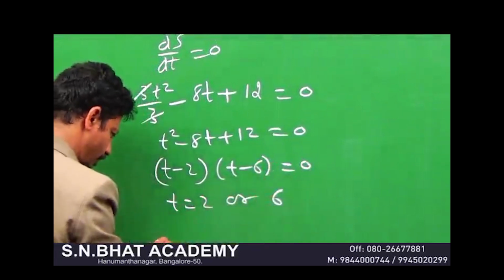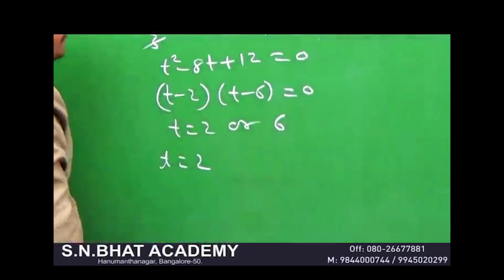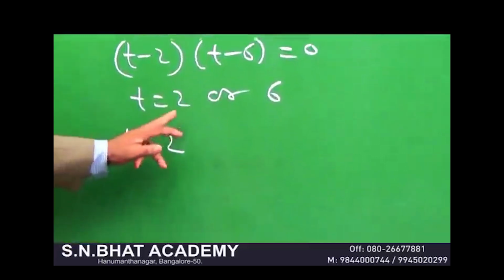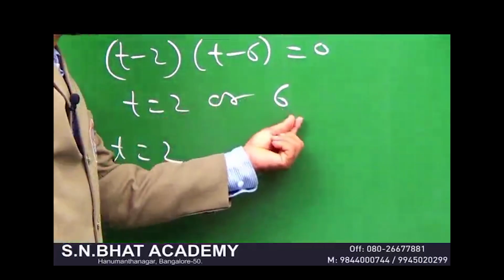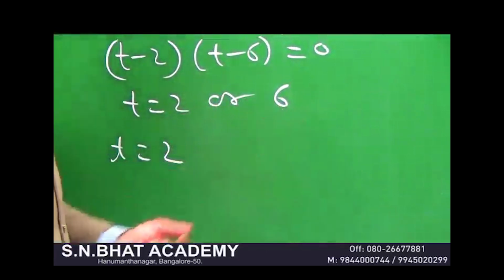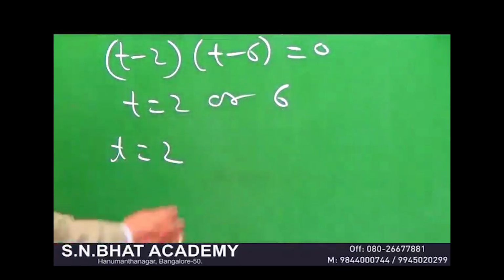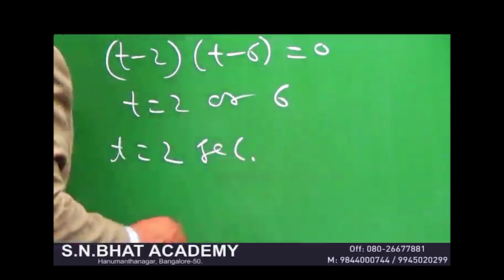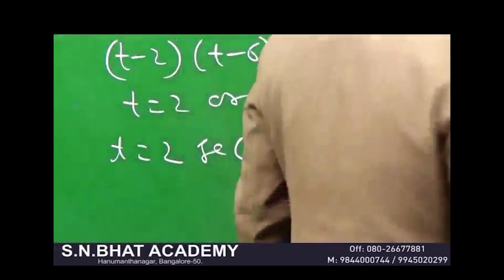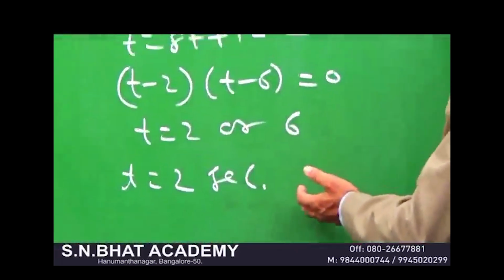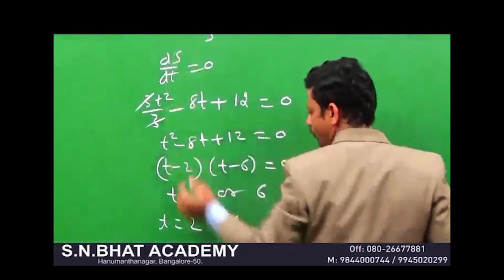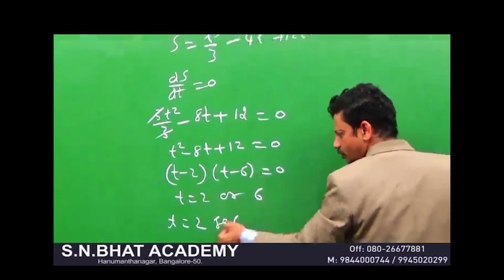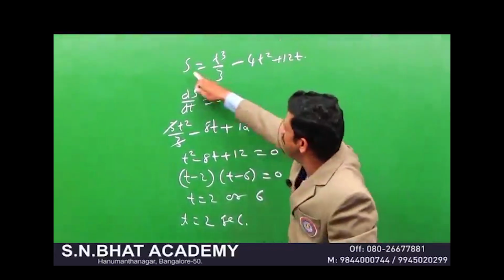We have to consider 2 because the particle comes to rest for the first time. It comes to rest at 2 times: when t is equal to 2 seconds and the second time when t is equal to 6 seconds. But we have to consider t equal to 2 seconds because the particle comes to rest for the first time. So what is the distance traveled by the particle before coming to rest for the first time? That means we have to determine S. We know the value of t. T is 2 seconds.